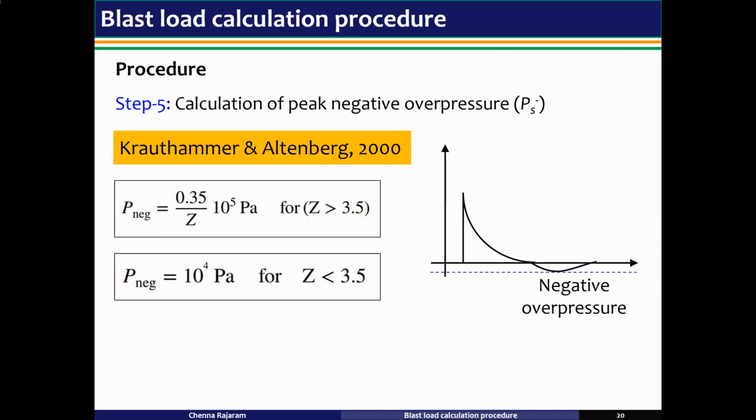In 2000, Altenberg proposed an equation for a negative phase overpressure. P negative is equal to 0.35 divided by Z, multiplied by 10 to the power of 5, which is in pascals, for Z greater than or equal to 3.5. So if the Z value, that is the scaled distance, is less than 3.5, then P negative is equal to 10 to the power of 4 Pa. Here you can observe the negative phase is only dependent on the scaled distance. There are other equations which are complex.